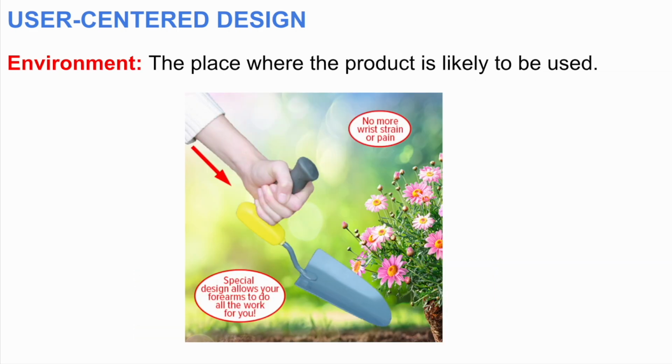The environment, of course, is the place where the product is likely to be used. So in this case, we've got a trowel. It's likely to be used in a garden. So you have to understand that environment. What are the specific conditions that might affect your product? Does it need to be waterproof? Does it need to be heat proof? Does it need to be cold proof? You have to think of all of those things.